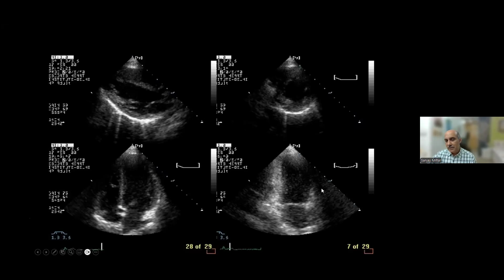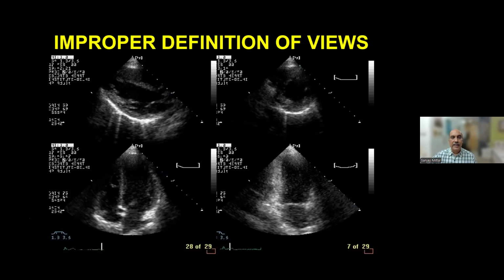Be very cautious in the two-chamber view not to be seeing the portion of the right ventricle. Otherwise, you're not looking at the inferior wall. You are looking at the septal portion, the posterior-most septal portion, and you can make errors again.